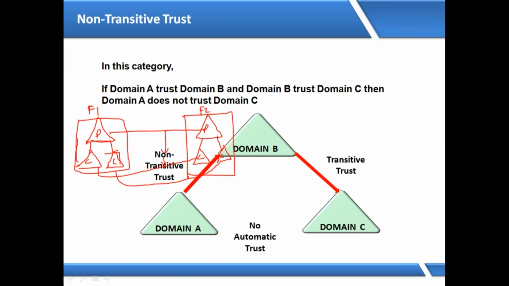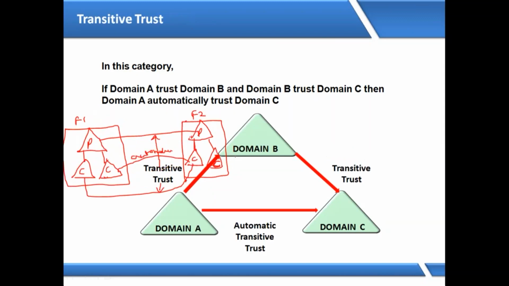Now you tell me. When you create your trust, as per the direction, two way is the best. In the same way, category-wise, when you are creating a trust, which one is better? Transitive trust we have to create, or non-transitive?